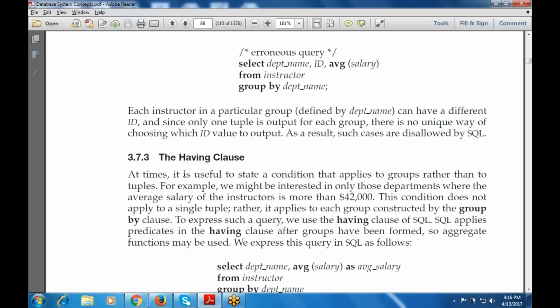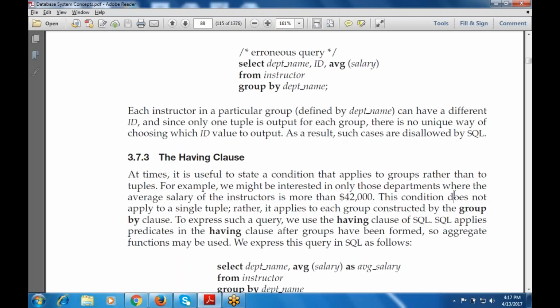Next is the having clause. At times, it is also useful to state a condition that applies to a group rather than to the tuples. For example, we might be interested only in those departments where the average salary is more than 42,000. Now we are finding the average salary as well as imposing the condition that the average salary is more than 42,000.